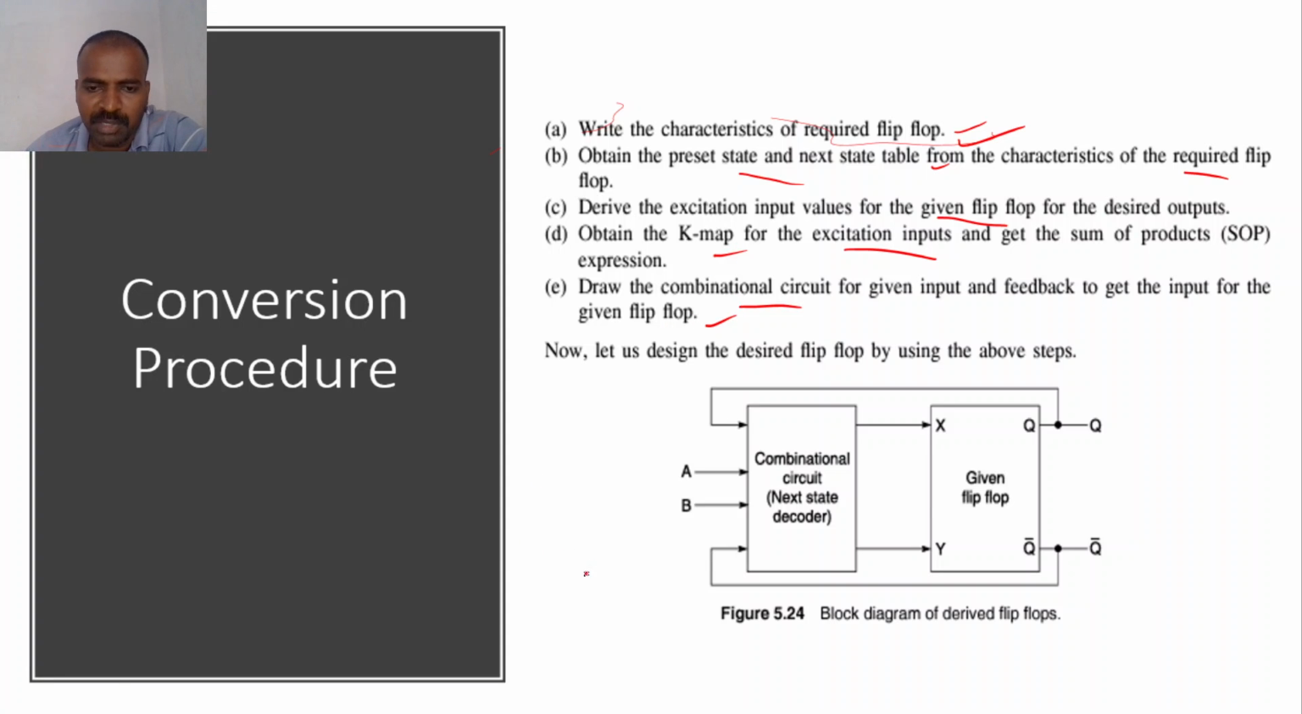This is the basic block diagram for the representation of the conversion from one flip-flop to another flip-flop. See here, this is our given flip-flop, and here the inputs are for the required flip-flop, and the feedback actions are coming from this Q as well as Q bar. If it is necessary, we can take the values from Q and Q bar. Here the block is a combinational circuit, and here is the flip-flop.